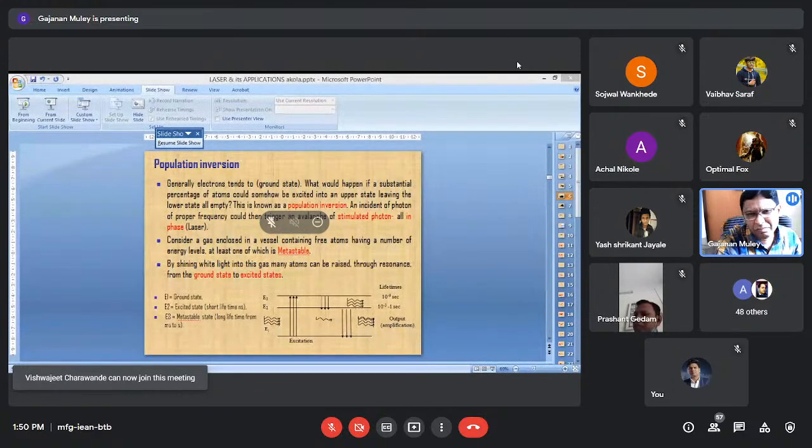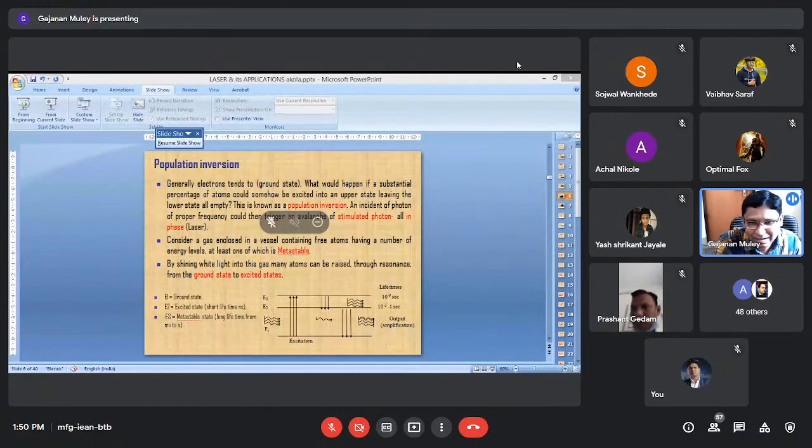Yes, we require some mechanism to excite the electron from ground state to excited state. We say it is pumping. We require a pumping source, a pumping mechanism. There are different kinds of pumping used: optical pumping, electrical pumping.